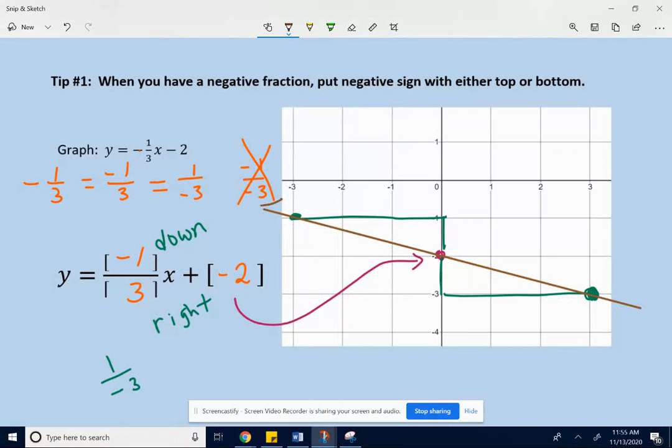I'm going to extend it and draw arrows to show that it goes on forever. So what we did, we took the y-intercept, which was at the end, the negative 2, and we put it on the y-axis. Then we used our slope of negative 1 over 3 to travel. So we went down 1, right 3 from the negative 2, and there's our line. Let me know if you have questions on these.